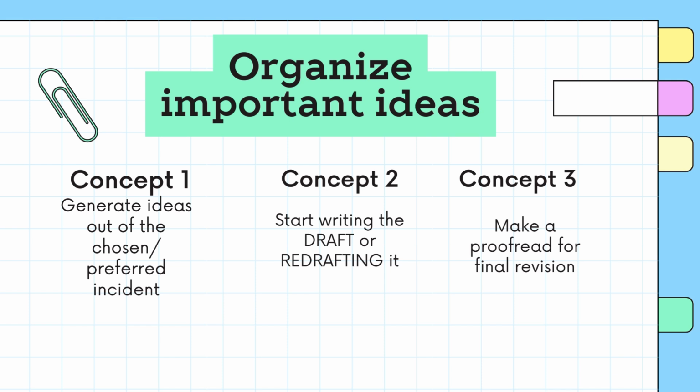You were actually given an activity in a practice task where you'll be writing an academic writing incident report, but you're going to put it into paragraph form. Organizing the important ideas may be conceptualized into three divisions. The first, concept one, of course, is that you're going to generate your ideas out of the chosen preferred incident.